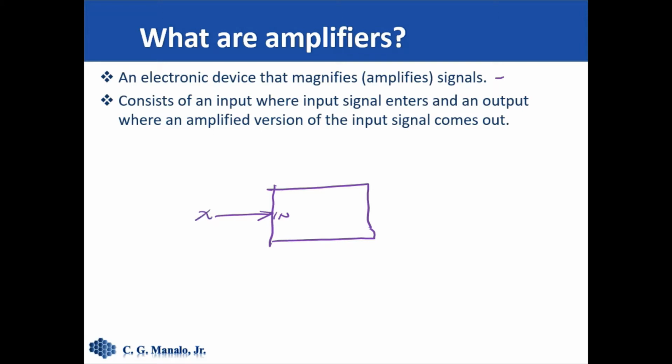That signal is processed and comes out at the output, where it becomes a magnified representation of the input signal. Where A is the gain of the amplifier. So this amplifier is what we call a gain.